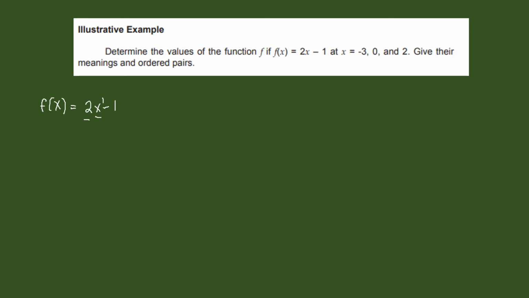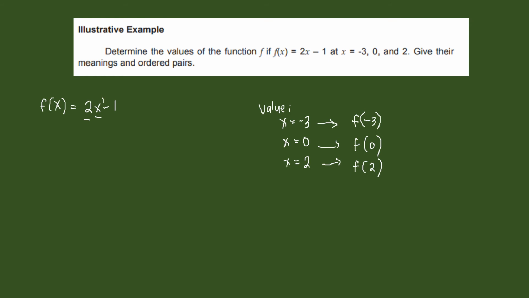Now, we are asked to evaluate at x. What's the value if x is equal to negative 3, x is equal to 0, and x is equal to 2? This would mean we are actually getting f of negative 3, f of 0, and f of positive 2. To do that, we will simply substitute the values negative 3, 0, and 2 to x.